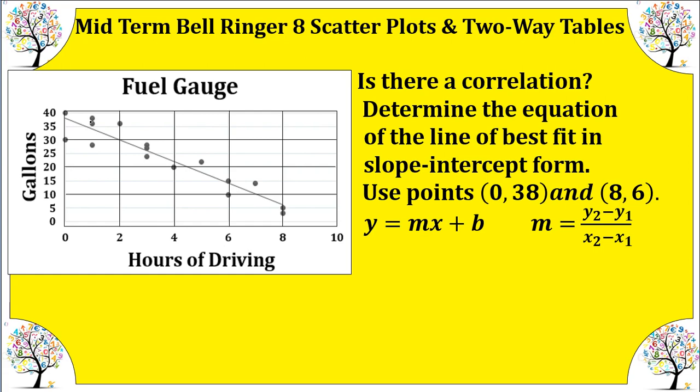And we can see there is a correlation because we can see the pattern of our data points decreasing as the X values increase. So as hours of driving increase, our output gallons of gas decrease. We are asked to write a linear model of our line of best fit, and we're going to use (0, 38) and (8, 6). So (0, 38) is about right here. We're going to use this data point, and then (8, 6) is about right here.